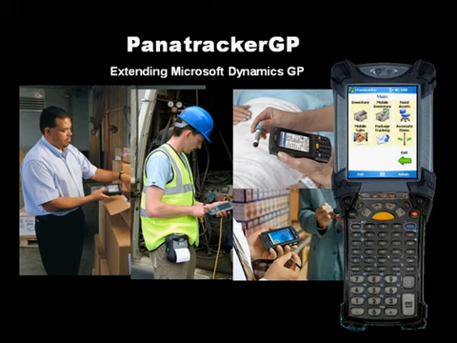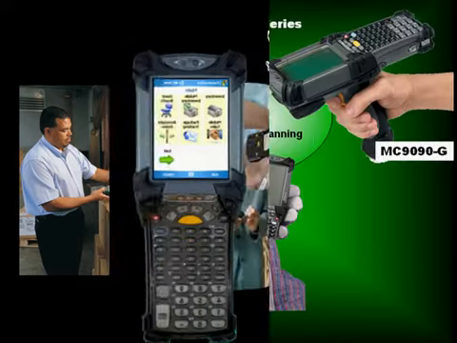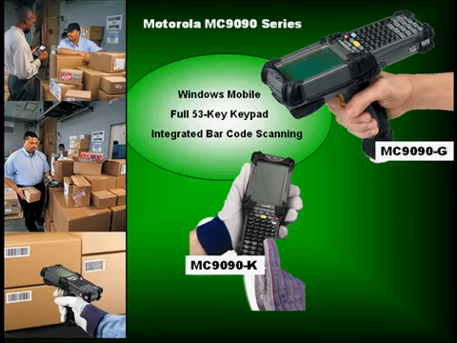Panatracker GP is a suite of data capture modules extending Microsoft Dynamics GP using mobile computers with barcode scanning. One of the most popular mobile computer models used for our application is the Motorola MC9090 series. It is extremely rugged with a full keypad. The G configuration has an integrated trigger handle, ideal for the warehouse worker.